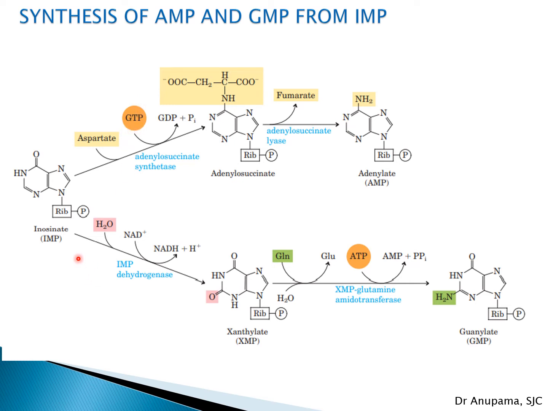Now coming to the synthesis of GMP. Here initially IMP is converted into xanthosine monophosphate. This is a dehydrogenation reaction which is NAD plus dependent. IMP dehydrogenase catalyzes the reaction, and then glutamine is the donor for the nitrogen, finally resulting in GMP.